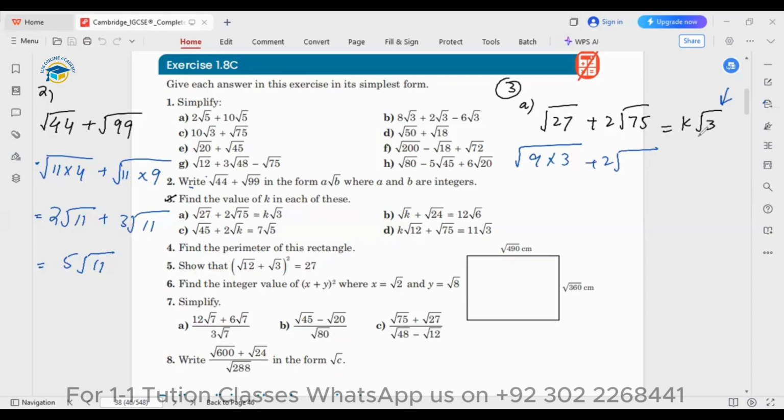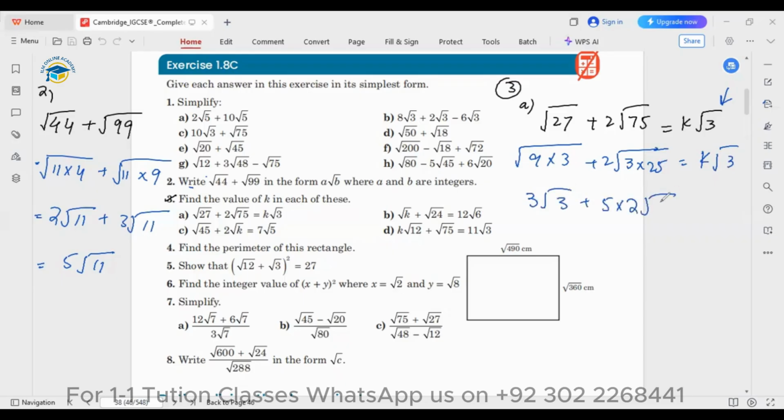So the prime number that you will choose will be 3. So 3 times 25 will be 75. Okay, and here k square root 3 will be as it is. So 9 is a perfect square of 3. Make them outside.